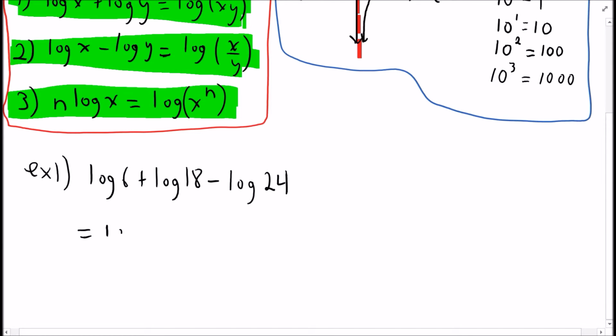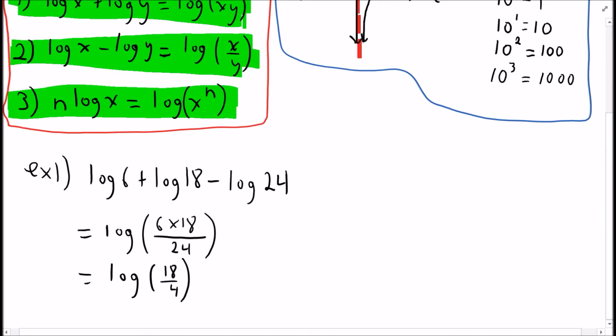So I can have the log of bracket, the first one's addition, so that becomes 6 times 18, and then all divided by, since the next thing's minus, 24. And if I wanted to simplify that a little bit, 6 goes into 24 4 times, so that's the same as the log of 18 over 4, and we could write that as the log of 9 over 2 if you want to leave it as a fraction, or the log of 4.5.